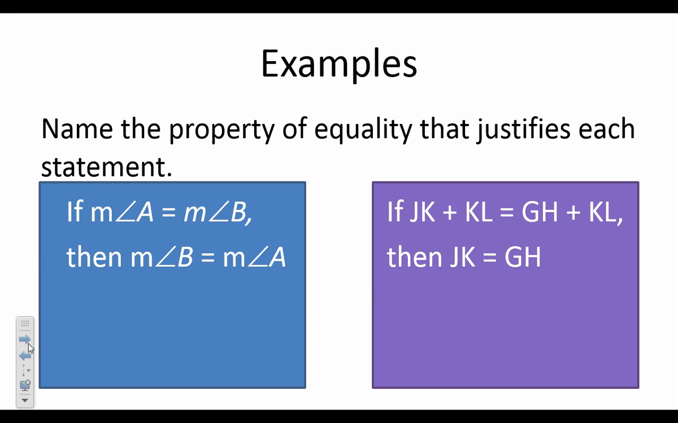All right, the first one says, if the measure of angle A equals the measure of angle B, then the measure of angle B will be equal to the measure of angle A. That's symmetric. Good. So right below that, just write symmetric. We can change the side of the equal sign. The example in the blue box is symmetric.